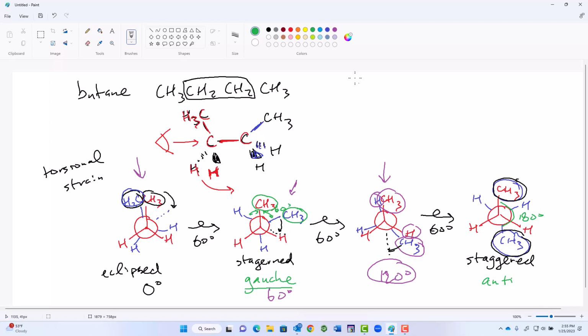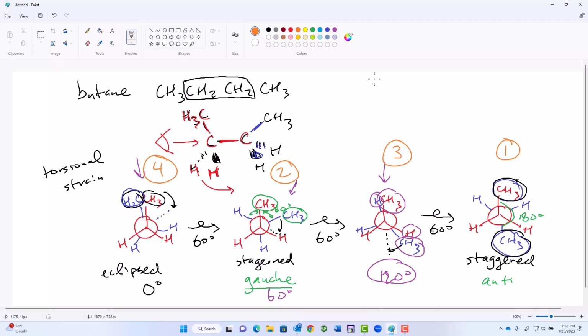If we were to rank these in terms of lowest to highest energy, we would see that the anti is going to be the lowest energy, followed by gauche, because these are both staggered, followed by the eclipsed, where the big groups are not one on top of one another, and then highest in energy would be the eclipsed, where they are on top of one another.